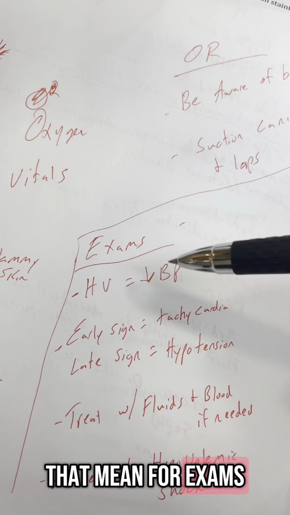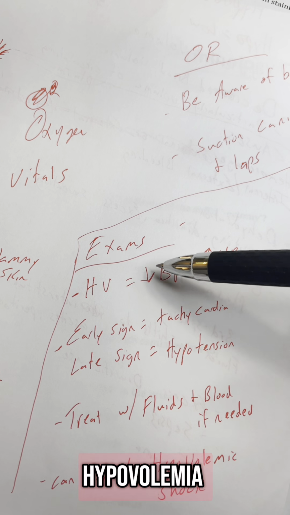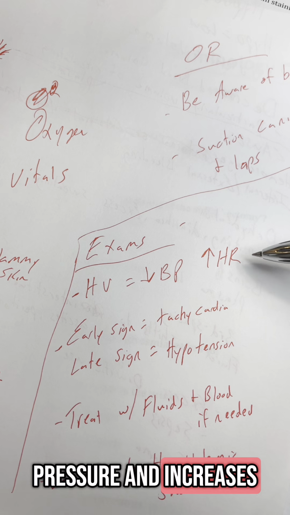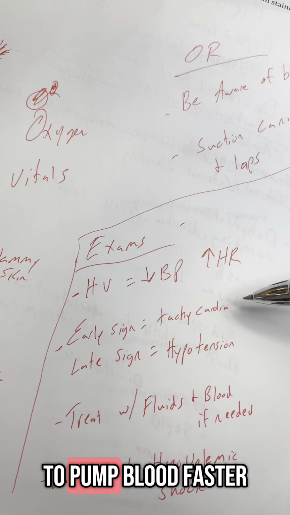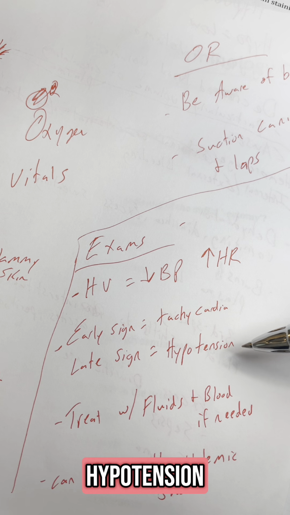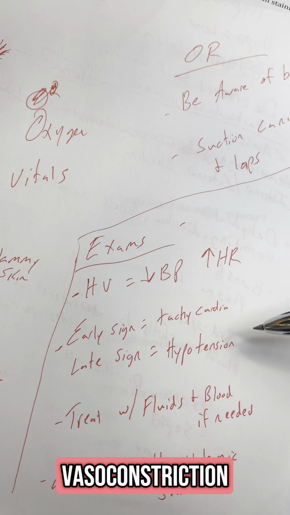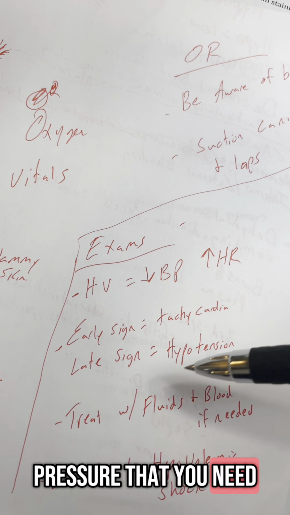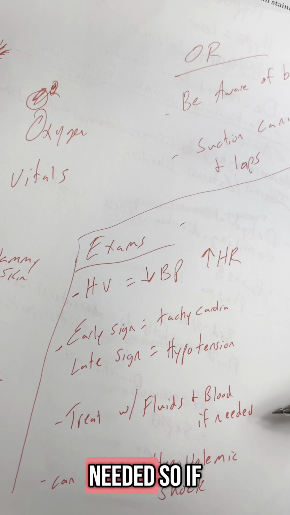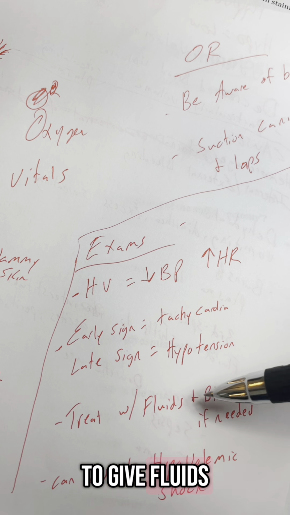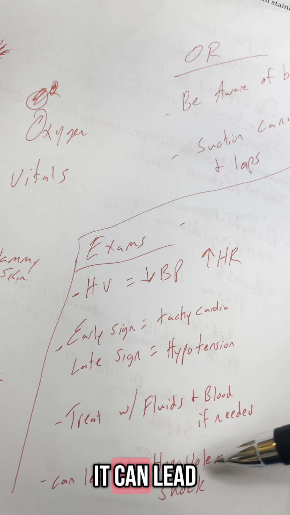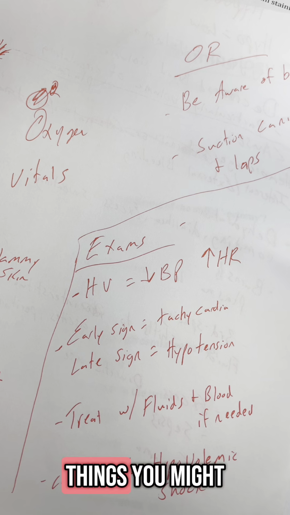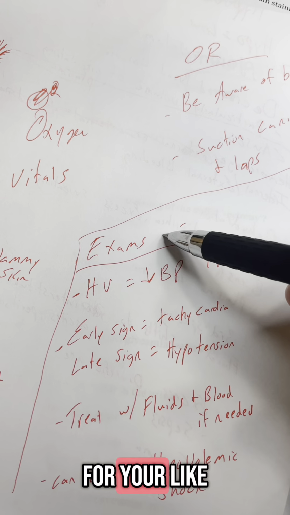So what does that mean for exams? I would remember that hypovolemia decreases your blood pressure and increases your heart rate. Your early sign is tachycardia, as your body tries to pump blood faster. Your late sign is hypotension, where your body's not compensating even with vasoconstriction, so you don't have the blood pressure that you need. You're going to treat it with fluids and blood if needed. If you lose a lot of blood, you have to give fluids and blood to re-add it back into your system. It can lead to hypovolemic shock. So there are some things you might want to remember for an exam.